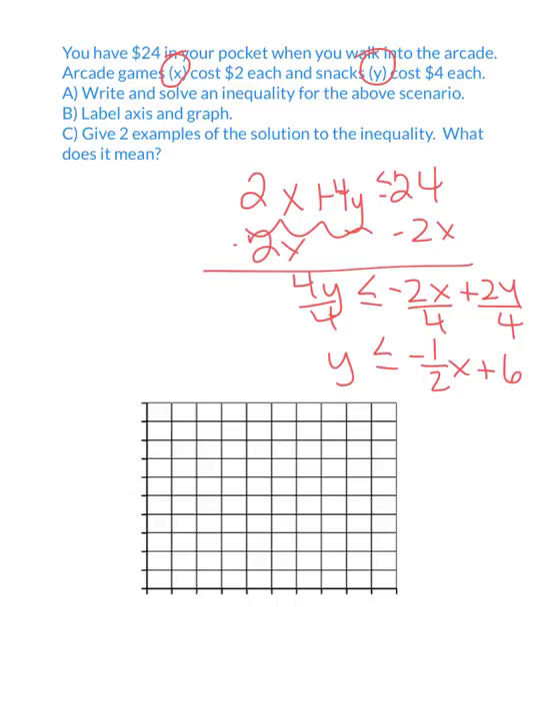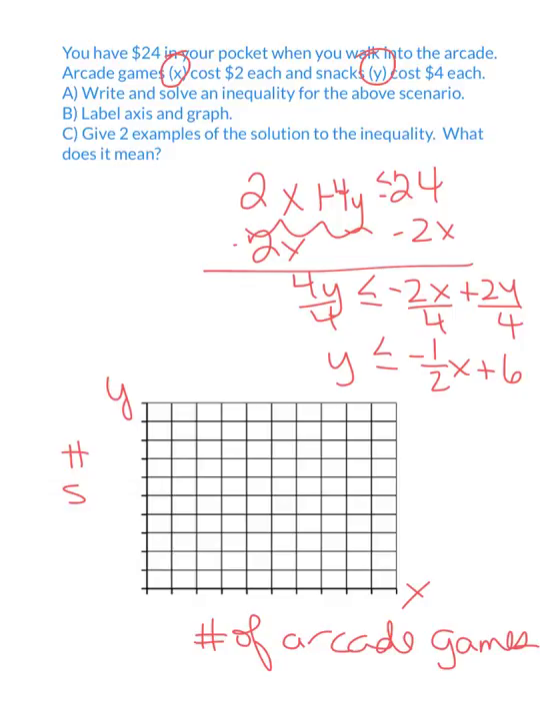Now in Part B it says to label the axes and graph. Now we know that this is our x-axis and this is our y-axis. So we're going to label that. The x-axis is going to be the number of arcade games, right? It's not going to be how much they cost. We know how much they cost. And my y-axis is going to be snacks. And again, that's the number of snacks, not how much they cost. We know how much they cost. Okay, number of snacks.